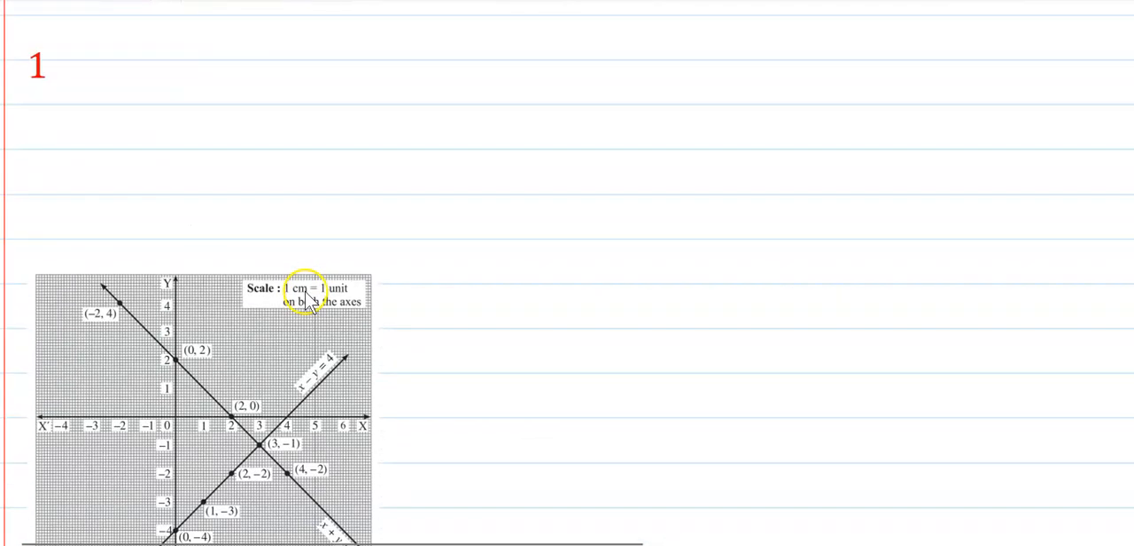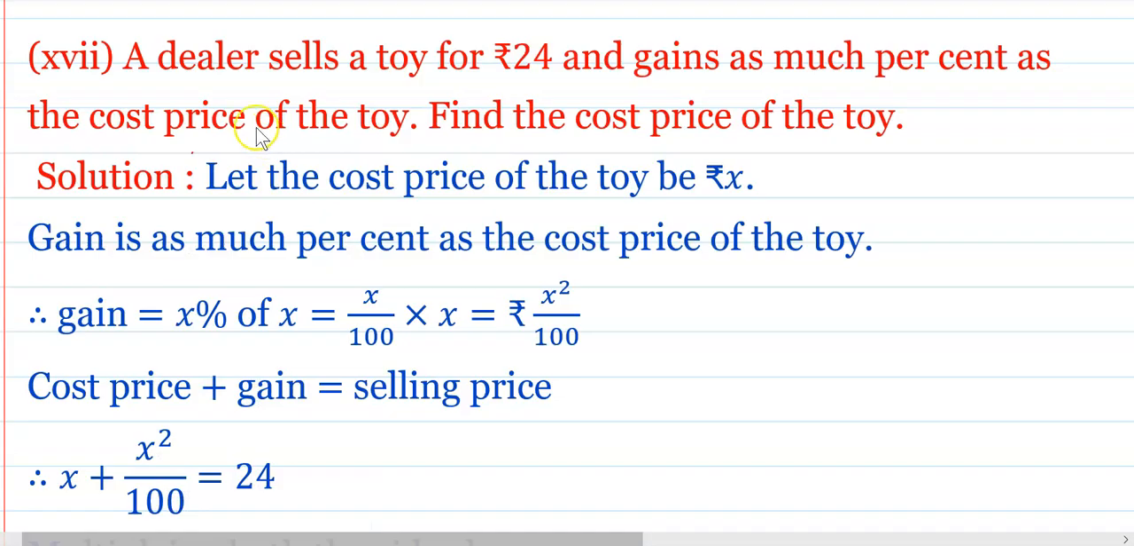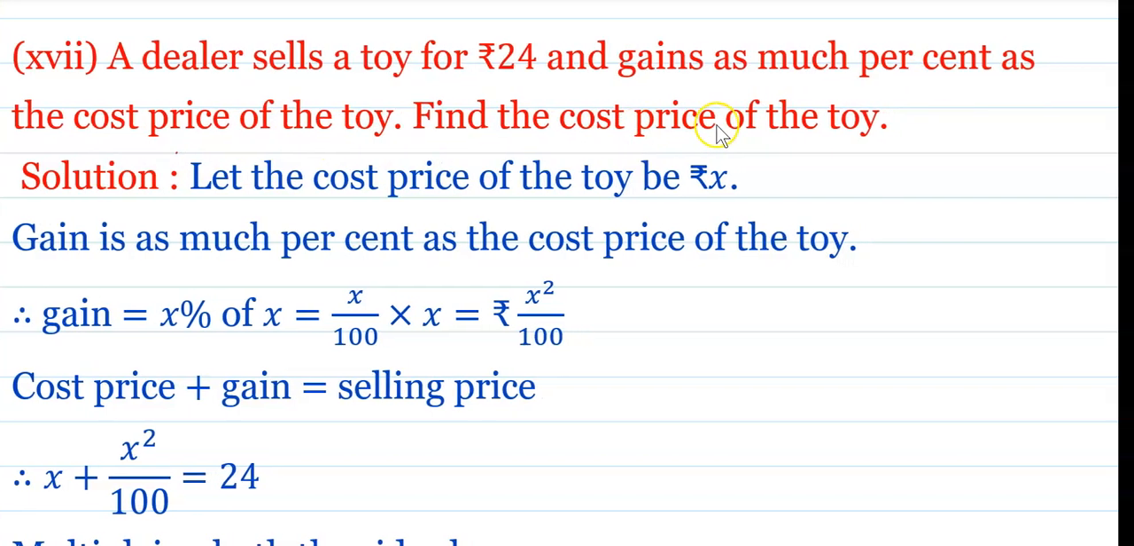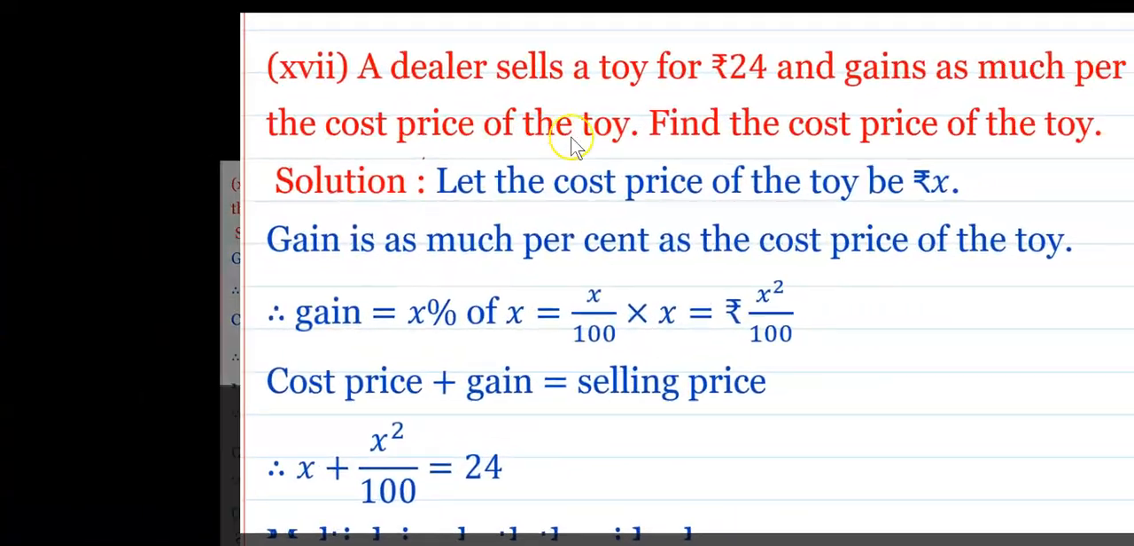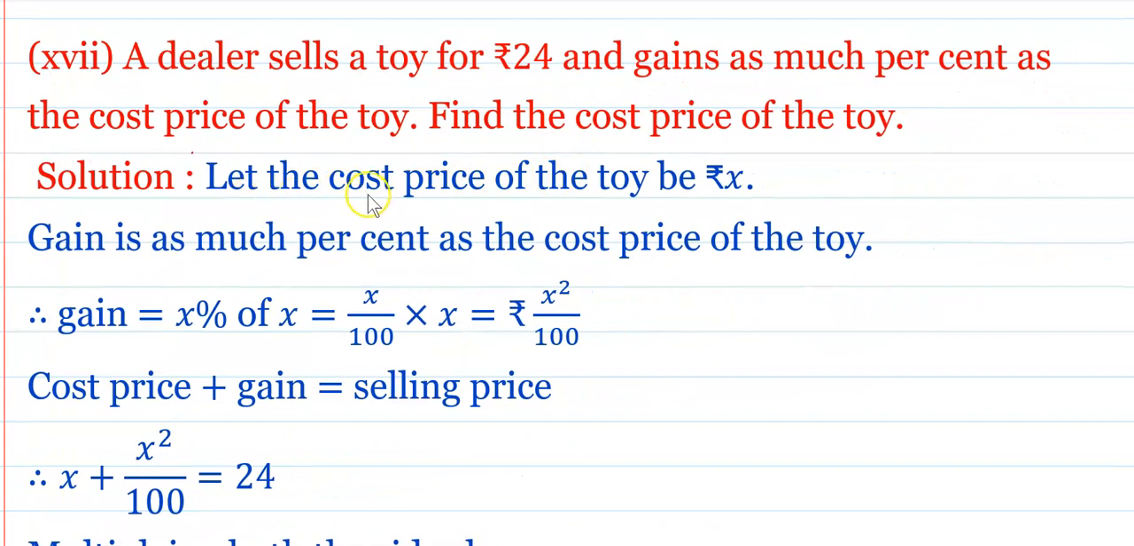Now the next question. A dealer sells a toy for rupees 24 and gains as much percent as the cost price of the toy. Find the cost price of the toy. Let the cost price of the toy be x. Gain is as much percent as the cost price of the toy. Therefore, the gain is x percent of x, that is x upon 100 into x, means x square upon 100.